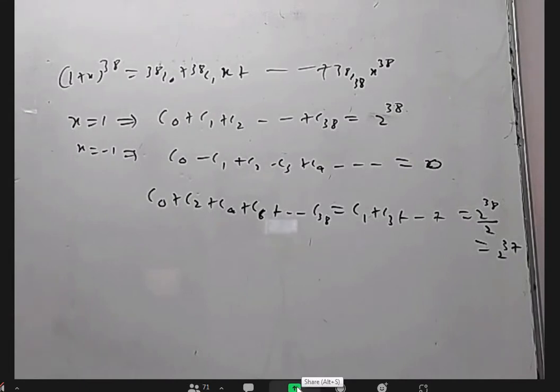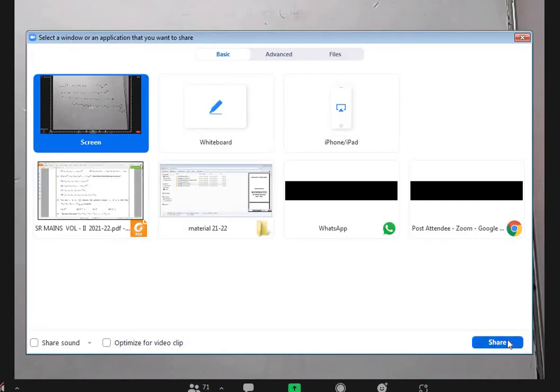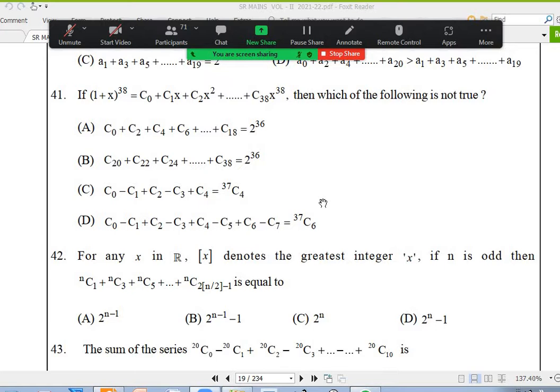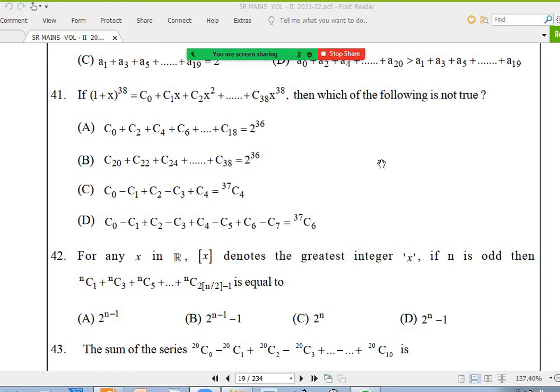Sir, here the middle term is C18 only, sir. But the number of terms should be an even number, no? But here it is an odd number. I wanted to use something, maybe 39. Option B is the second half. They are also equal. Means 18 is there, 20 is there, 38 is there.